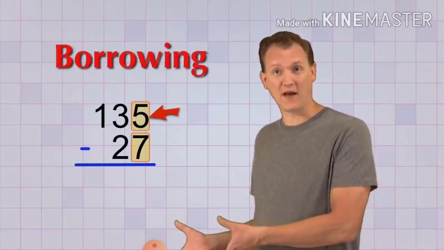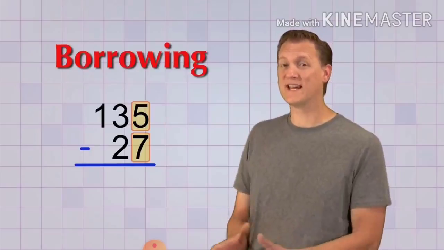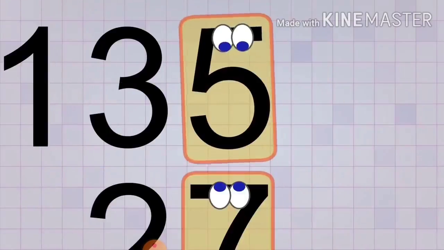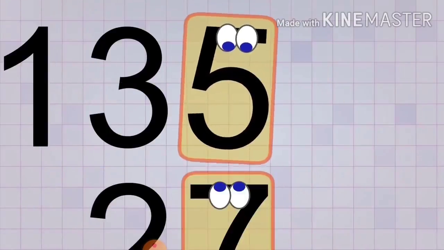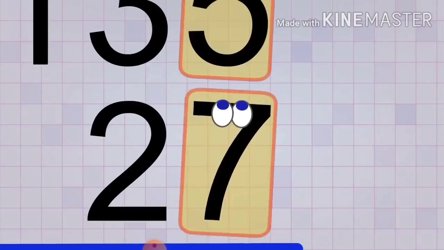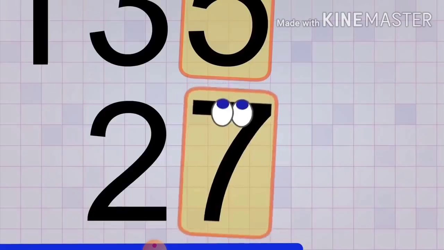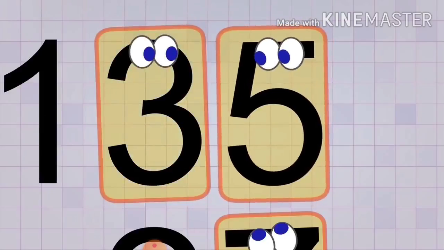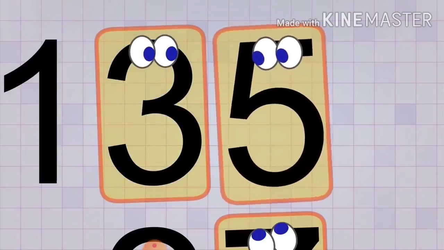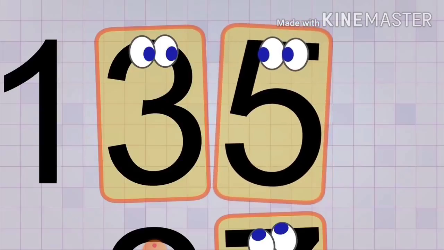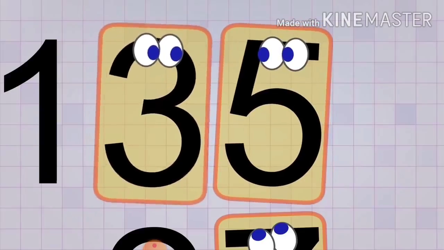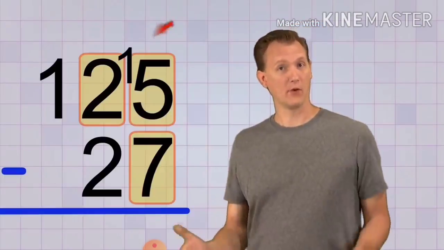The top digit is 5, but the digit below it wants to take 7 away. "Sorry, I don't have 7. I only have 5." Well, what about your neighbor? He's in a bigger number place. He's loaded, so you can just borrow from him. "Excuse me, I've got a little problem. Do you happen to have something I could borrow?" "Why, of course. Here you go." "Great, that 1 will help."